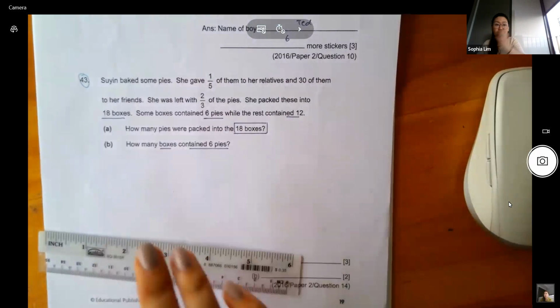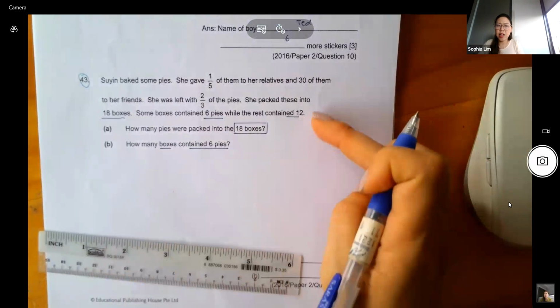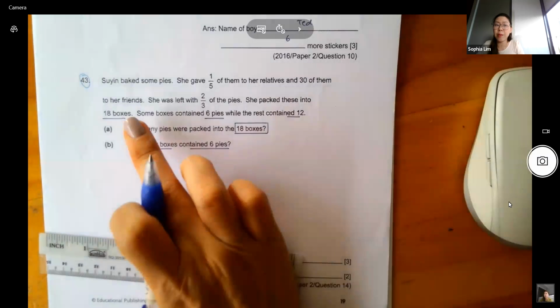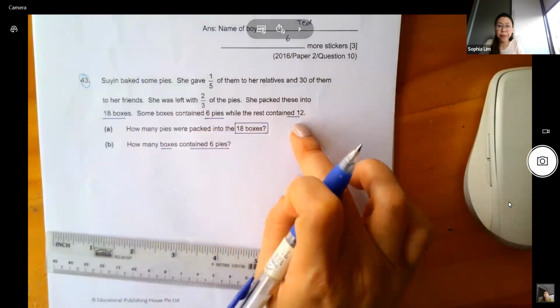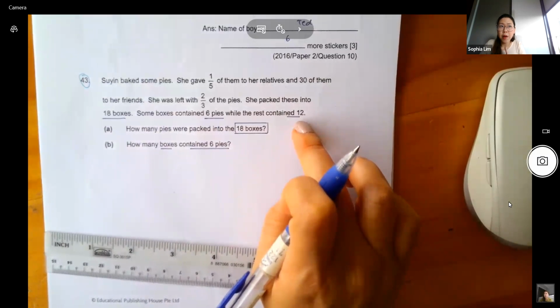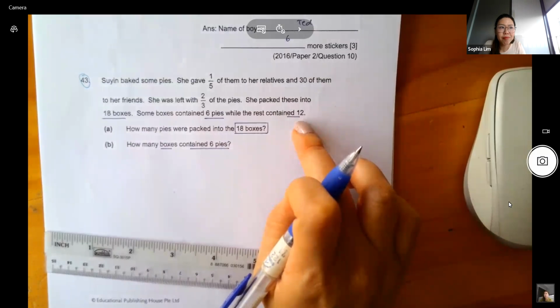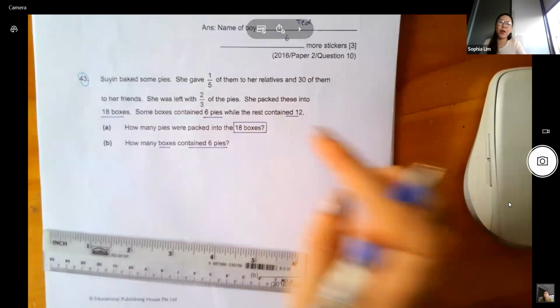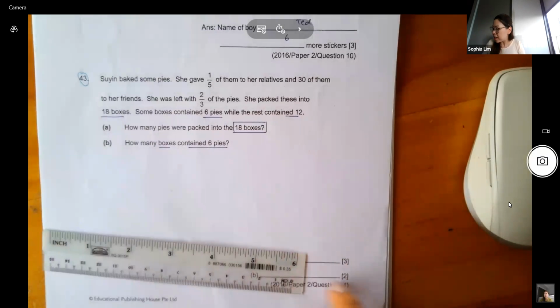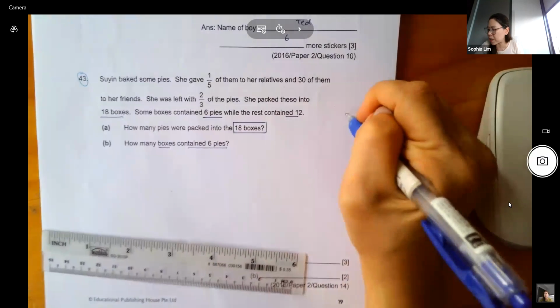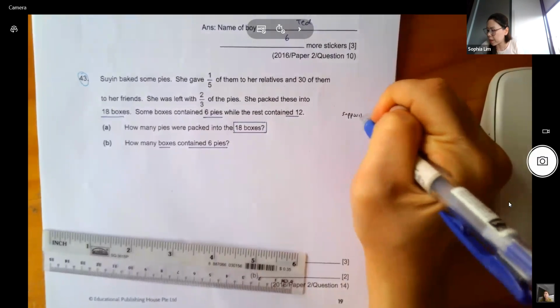Read this question, even without solving, you start to plan. Okay, whatever pies left, she's going to pack into 18 boxes. Some contain 6, some contain 12. You already know, oh okay, I think make a supposition. You need to make a supposition, or guess and check, but I'm not going to go into guess and check because this part B is only 2 marks. So I roughly know, okay, I need to make a supposition later.